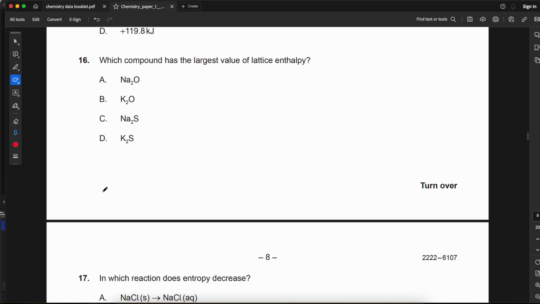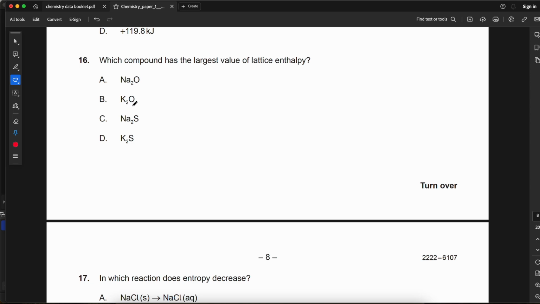Which compound has the largest value of the lattice enthalpy? Lattice enthalpy is the energy required to separate a solid compound into its gaseous atoms, influenced by the charges and size of the ions involved. In general, lattice enthalpy increases with the charge of the ions and decreases with their size. Both Na and K come from group 1 metals, so they have similar charge, but the K ion is larger than the Na ion because the atomic size increases down the group.